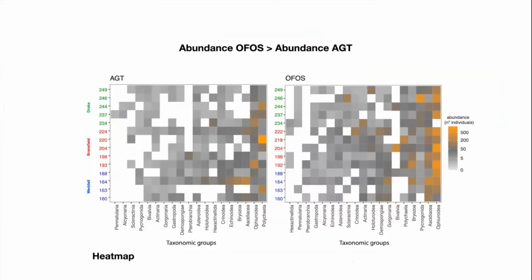This is the heat map we made for both sampling methods, and you can see that the most abundant taxa were, for AGT, the Polychaeta, and for OPHOS, the Ophiuroidea. But Ophiuroidea, Ascidiacea, Bryozoa and Polychaeta were the most sampled classes by both sampling methods.